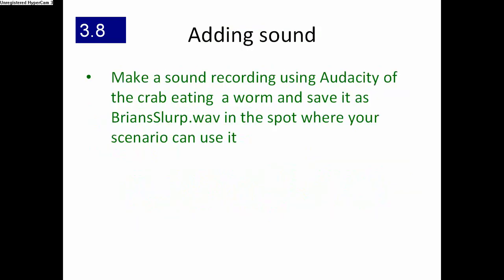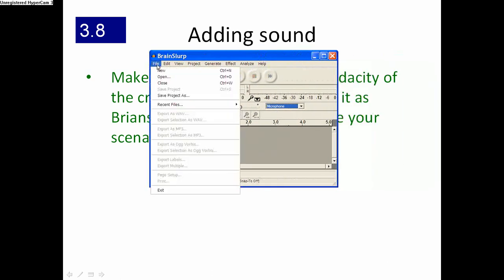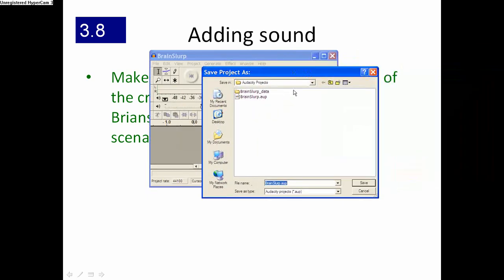Next, we're going to add some sound. Make a sound recording using Audacity. Whenever the crab eats a worm, we're going to make a slurping noise, and whenever a lobster eats a crab, we're going to make a crunching noise. So you're going to go to Audacity. It's on the desktop. You're going to open it, and go File, Save Project. Click OK, and choose a spot in your files.